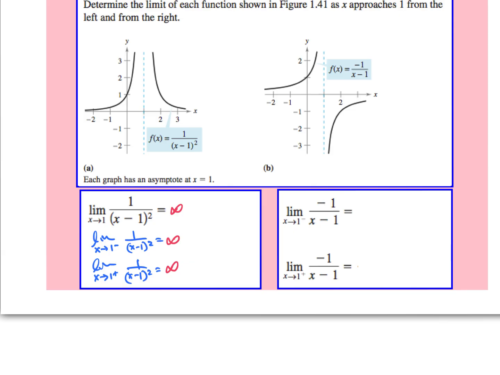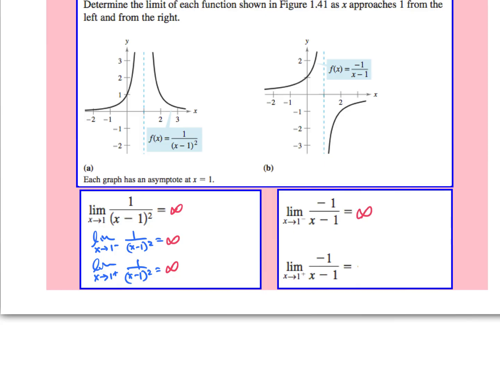So I go from the left. How do I think of 1 from the left? A little bit less than 1, so 0.99. Exactly. So now I have what up top? Negative. Negative over a really small what? Negative. Negative over negative makes it positive, positive infinity. So now let's go a little bit from the right.